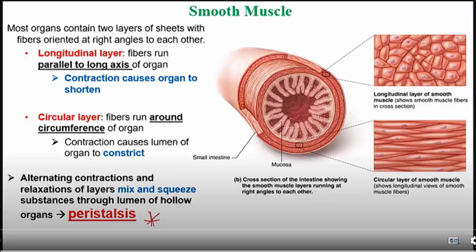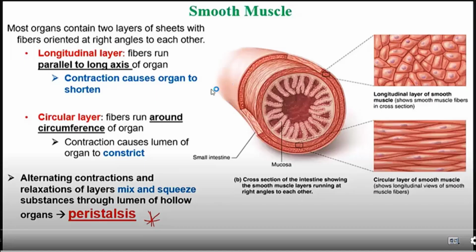So if you look at this longitudinal layer, the length of this muscle fiber is going to be along the axis of your tube. Okay, so those are parallel to the long axis, so that's the arrangement for your longitudinal one. So when you contract these smooth muscles, they're going to cause this tube to shrink. Okay, so it's going to shorten the length of that tube when these longitudinal muscles contract.